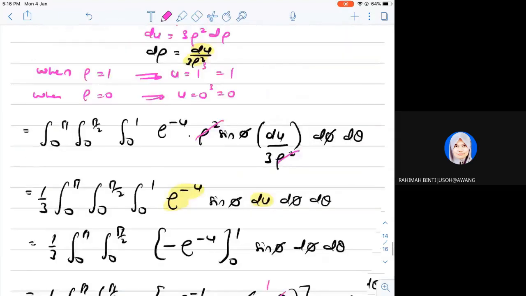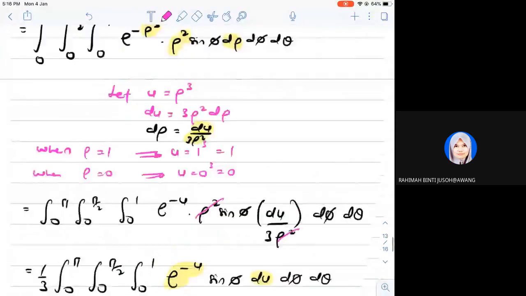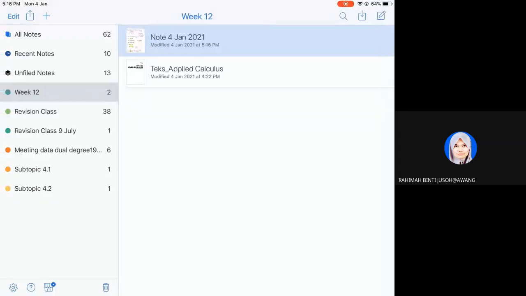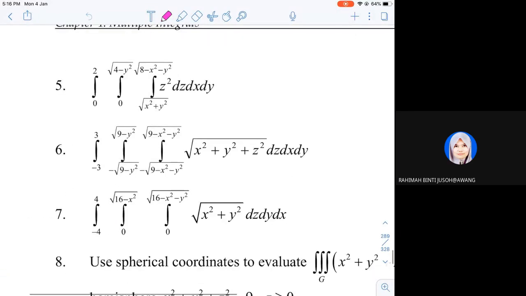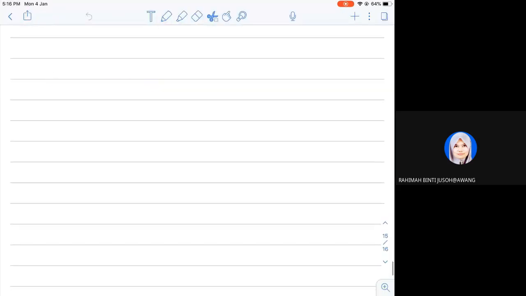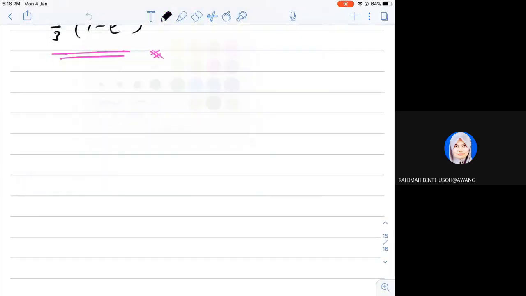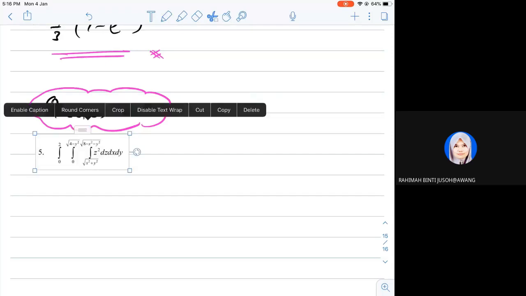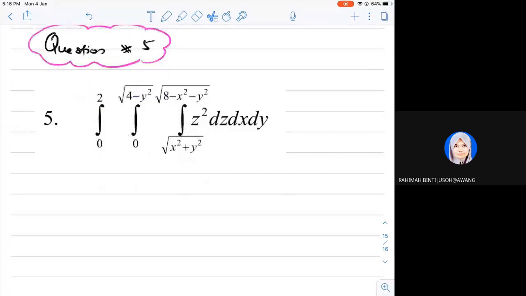Next question, ni soalan nombor apa ni? Question number 4. Okay, let's do question number 5. Very interesting. Question number 5. Okay, so we have two equations. Nampak simple but not that simple lah.